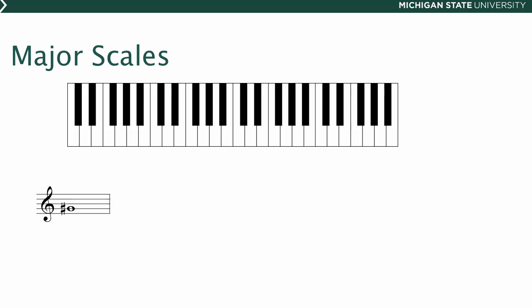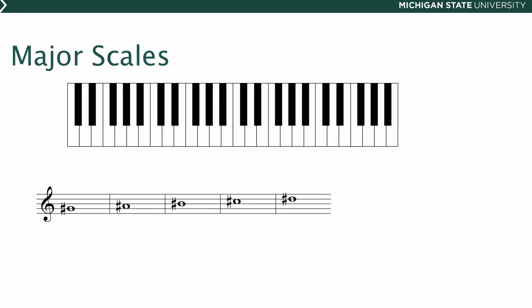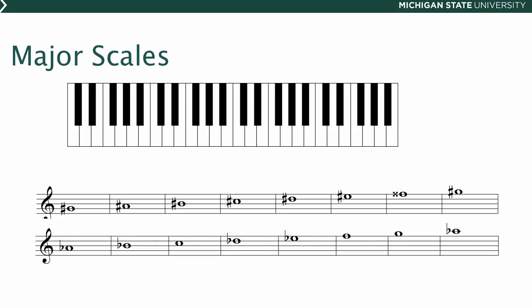A G sharp major scale would be G sharp, A sharp, B sharp, C sharp, D sharp, E sharp, which takes us to the sixth scale degree, la, and we need another whole step. So F double sharp. We can't call it a G because that was already used for the tonic G sharp. So we have to call it F double sharp. And finally G sharp. It's possible, but it's not practical. A much better spelling for this scale would be A flat major, which avoids double sharps or flats.